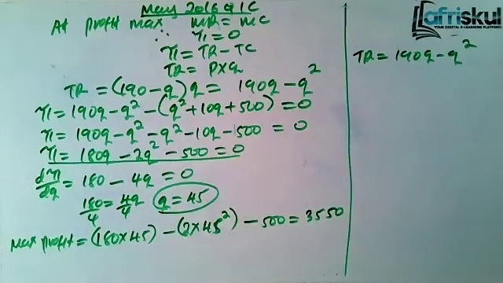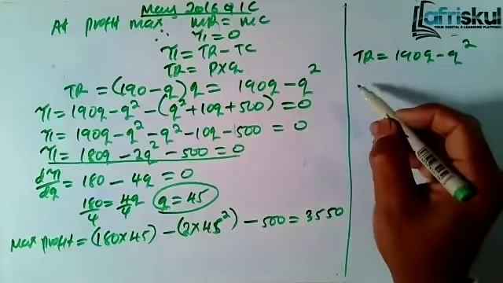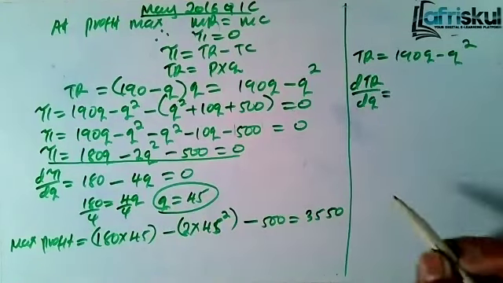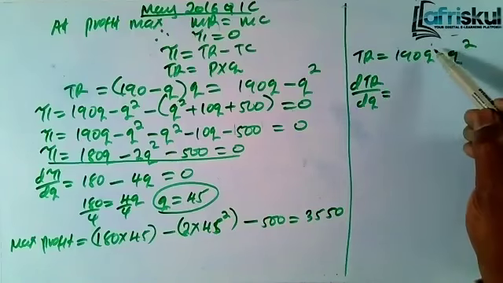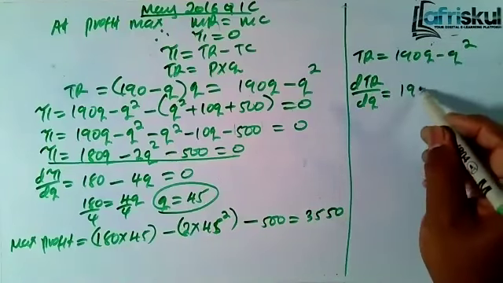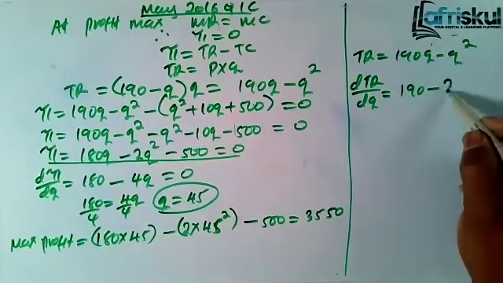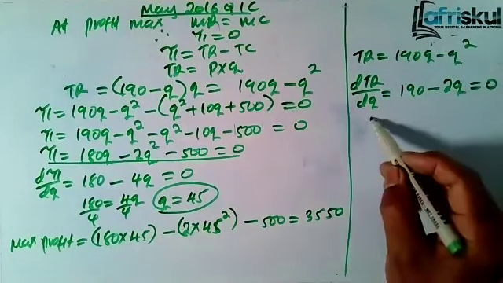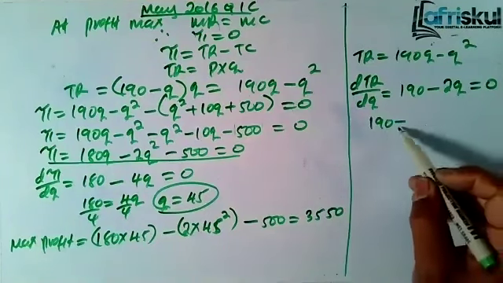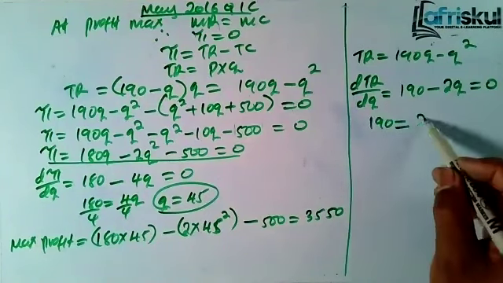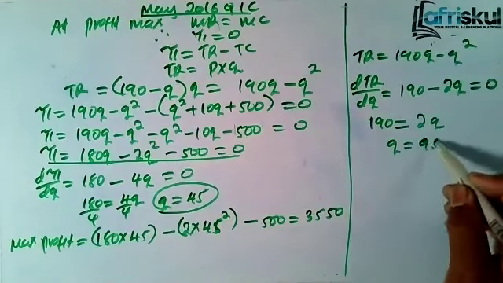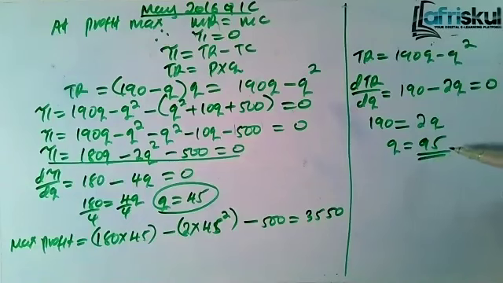If you want to maximize it, you differentiate. So this is what you do. You differentiate total revenue with respect to quantity. So it will be the same as raising the power: 1 times that one gives 190, minus 2Q, and it should equal 0. Move that to the other side. So it will be 190 is equal to positive 2Q. That means our quantity will be 95.